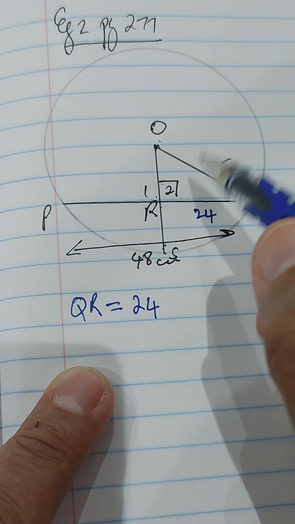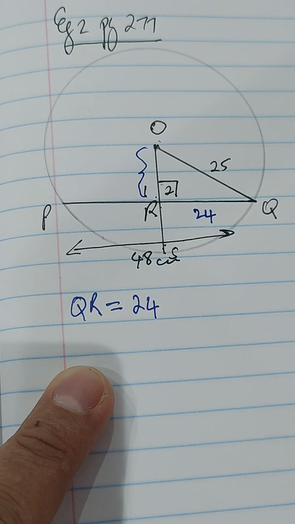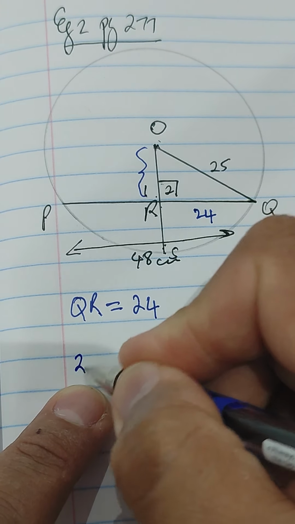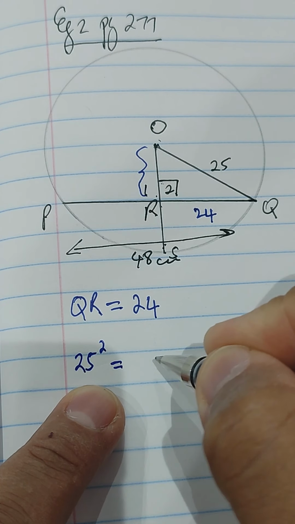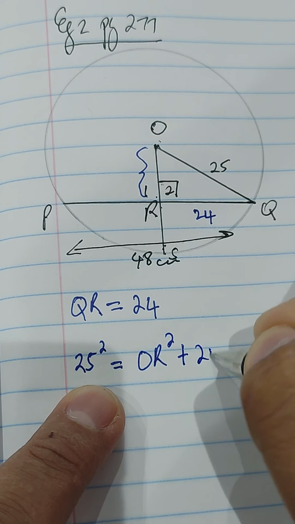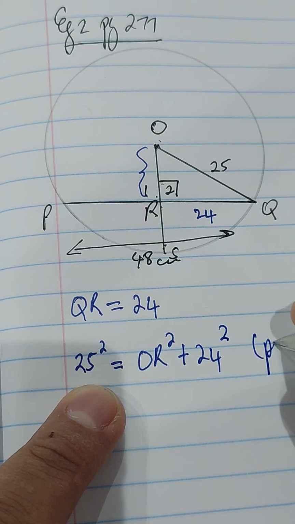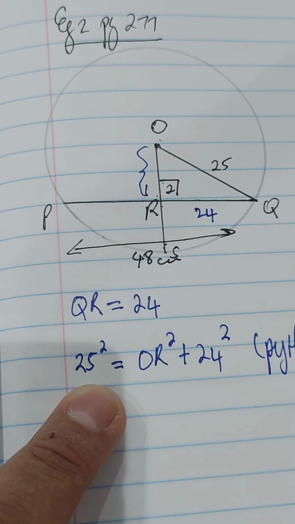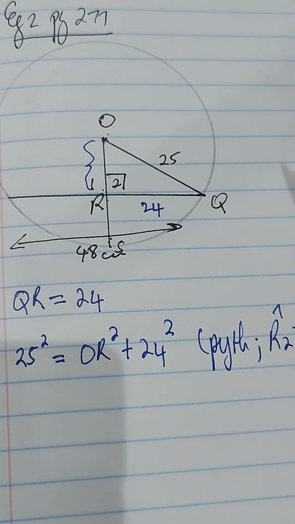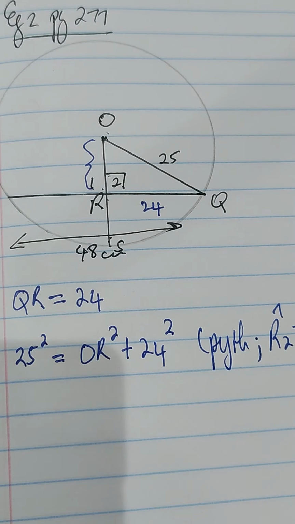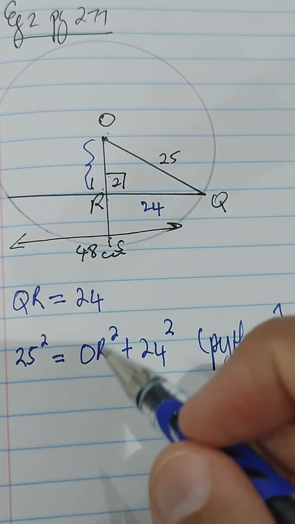All right. So with that, I can now calculate the length of OR by using Pythagoras, the Pythagorean theorem. So we set that up. We set hypotenuse squared, which is 25 squared, equals OR squared plus 24 squared. And your reason there is for your Pythagoras with the angle R2 equals 90 degrees. Again, it's very important to state the 90 degree angle in the triangle that you're using.